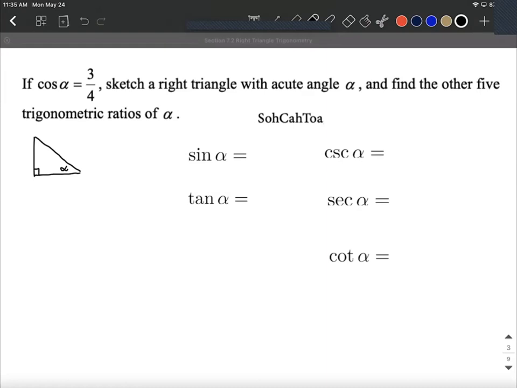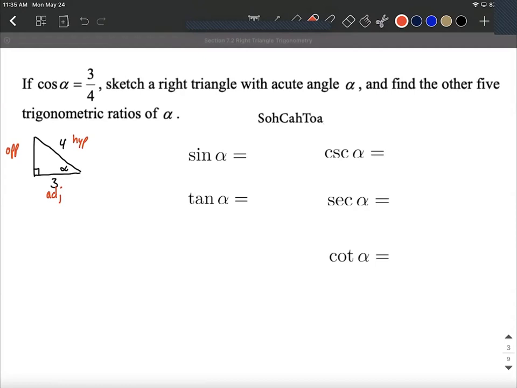All right, from here, let's go ahead and use SohCahToa to help label our sides. So cosine of alpha is 3/4. Well, cosine is adjacent over hypotenuse. So as we label this, I'm going to say my adjacent is 3. And the hypotenuse goes as 4. And let's go ahead and label this. This is going to be the hypotenuse on this side, the adjacent at the bottom, and then the opposite side will be over here.